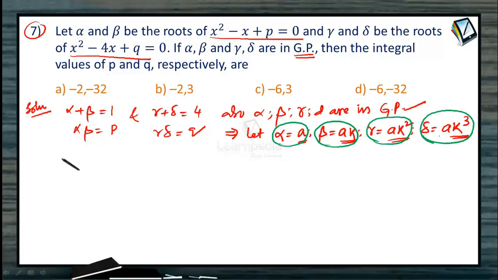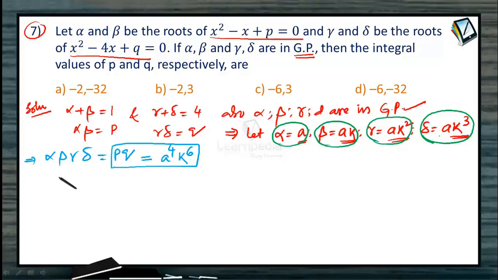When you consider them, their product alpha beta gamma delta is equal to p into q, since alpha beta is p and gamma delta is q. Taking this product, it becomes a into ak into ak² into ak³, which is a to the power 4 and k to the power 1 plus 2 plus 3, that is 6. So a⁴k⁶ is the value of pq.